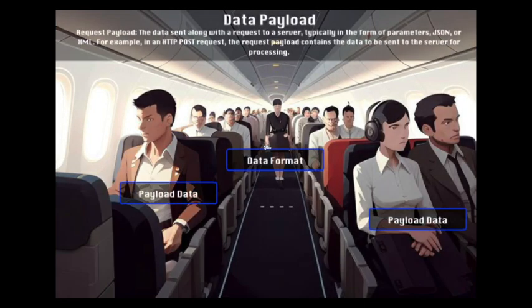Request payload: the data sent along with the request to a server, typically in the form of parameters, JSON, or XML. For example, in an HTTP POST request, the request payload contains the data to be sent to the server for processing.